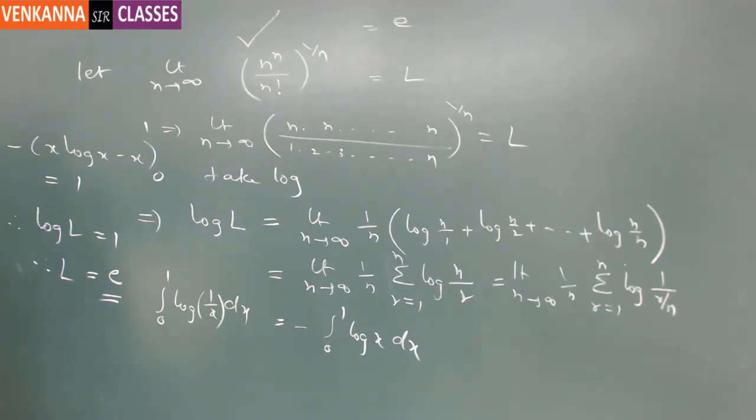So while applying the limits, since 0 into anything is 0, so here while applying the limits 0 into log 0, since log 0 is undefined, 0 into anything is 0 is taken like this. While applying the limits, if you have a doubt, 0 into anything will give us 0.